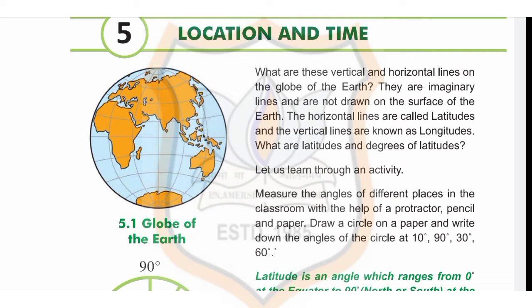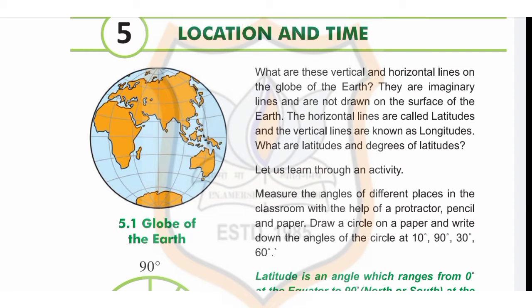Now, let me explain you what are latitudes and longitudes. The earth is divided into various parts through some lines. However, these are not drawn on the earth. They are imaginary lines which help us to study the earth and its geography better. Such horizontal lines drawn on the globe are called latitudes, while the vertical lines on the globe are called longitudes.